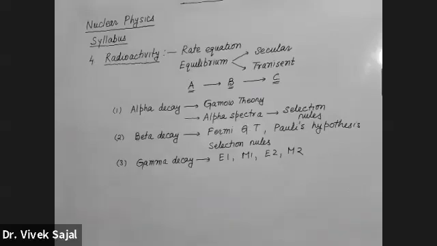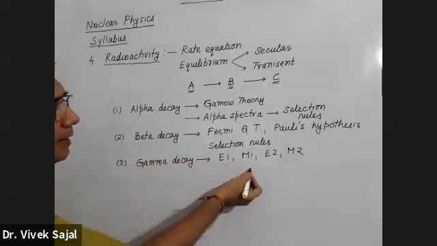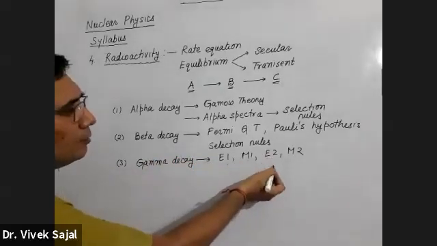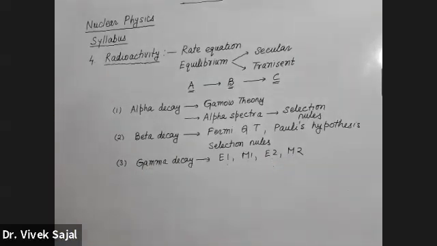So basically, we will be able to define, okay, this emission is due to the electric dipole, this is due to the magnetic dipole, this is due to the electric quadrupole, this is due to the magnetic quadrupole. So we will discuss all these things here in gamma decay.